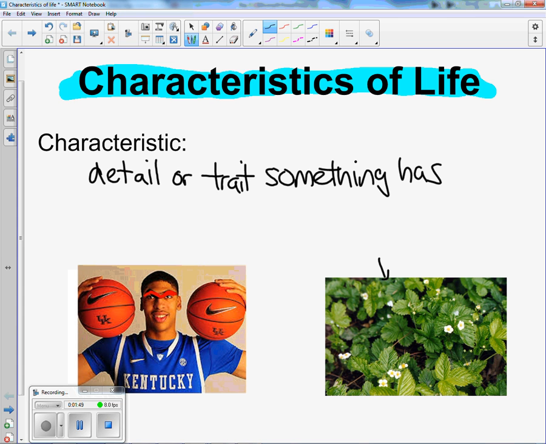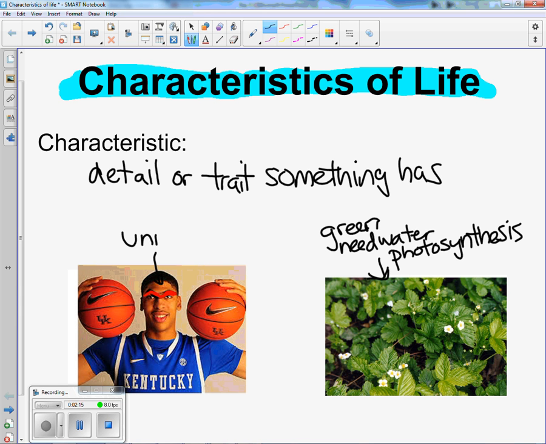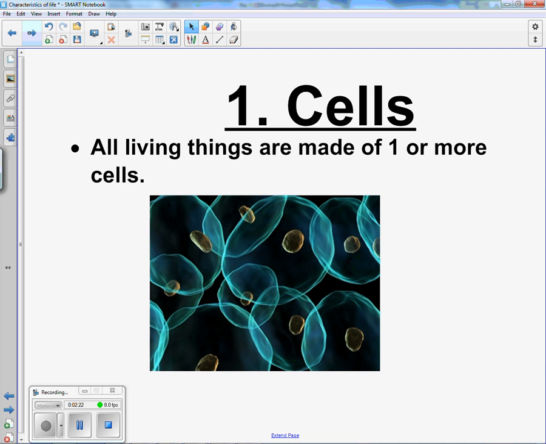So here we have plants, and some details or traits that plants have is they're usually green. When they're green, they need water. Something they all have in common is that they also perform photosynthesis. So they use sunlight to create energy, to create food. Okay, so these are all some traits. So here we have a unibrow, and here we have something more scientific. Okay. So there are 7 of them.